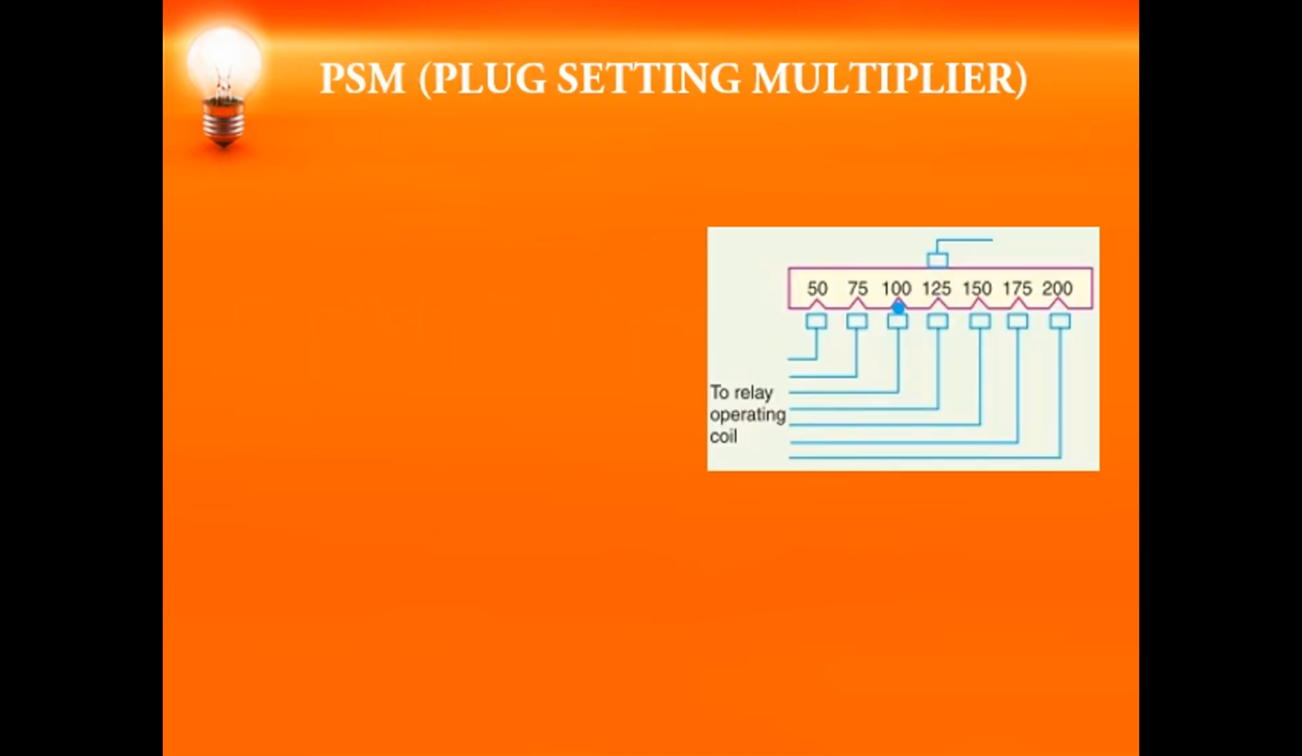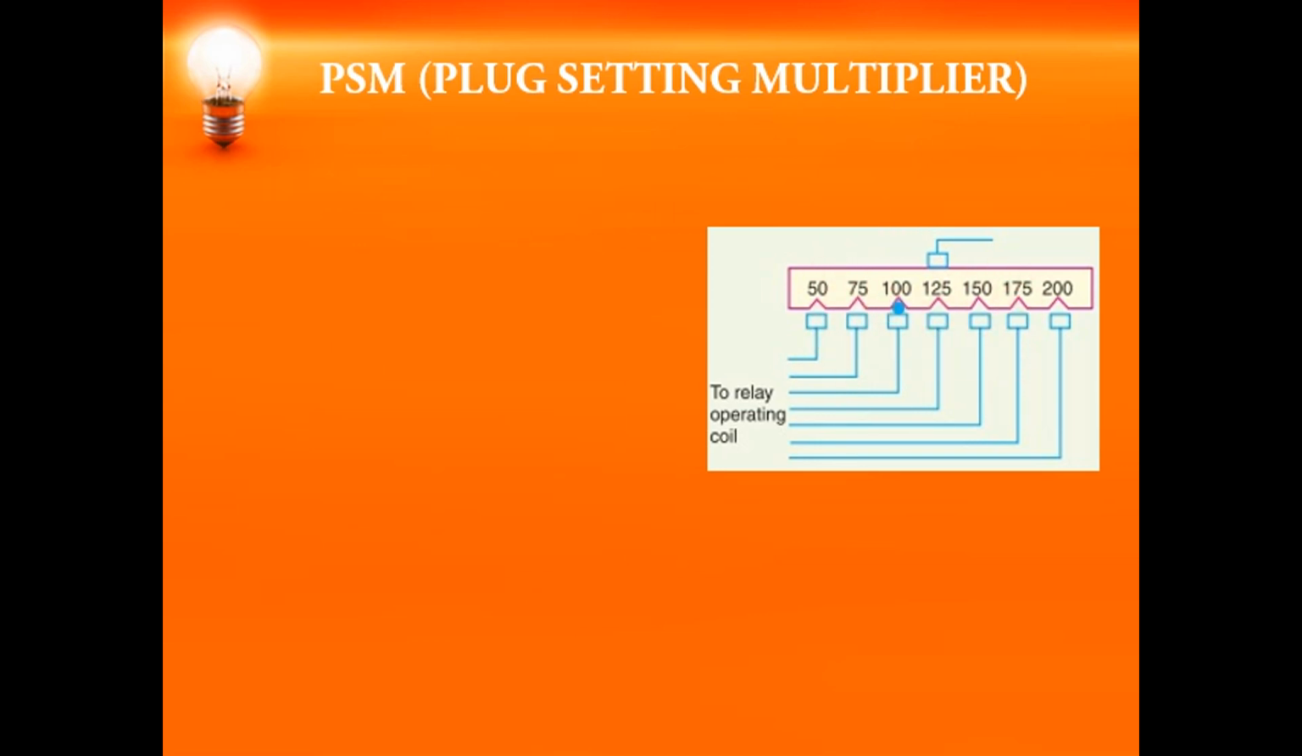So here there are a number of current settings, the tappings which are available, which in turn are given to the relay operating coil. So how do we set the current? The current settings are provided by altering the number of turns of the current coil. This figure which you see here is a plug bridge wherein a number of tappings are taken, and now the plug setting is set for 100.